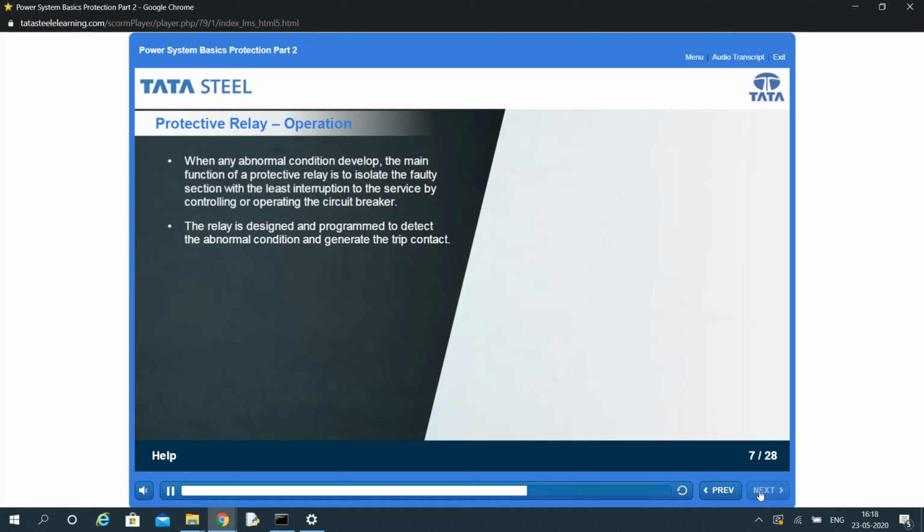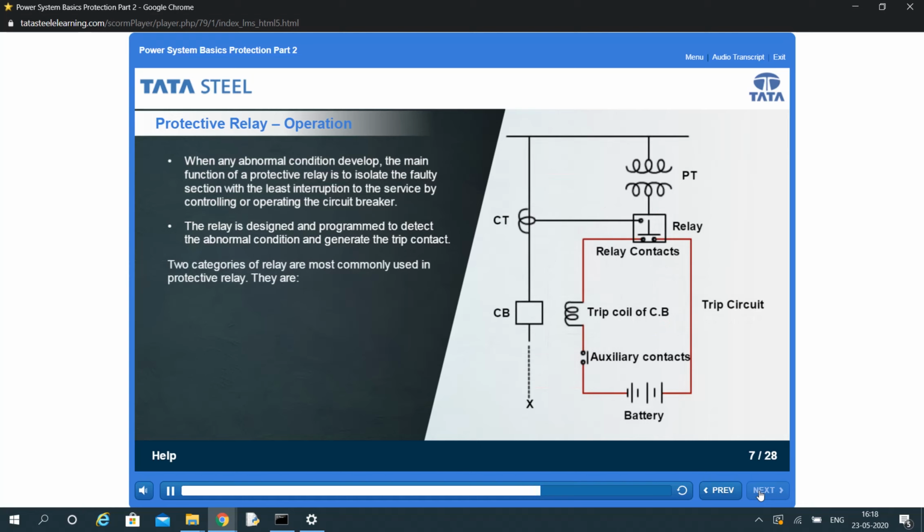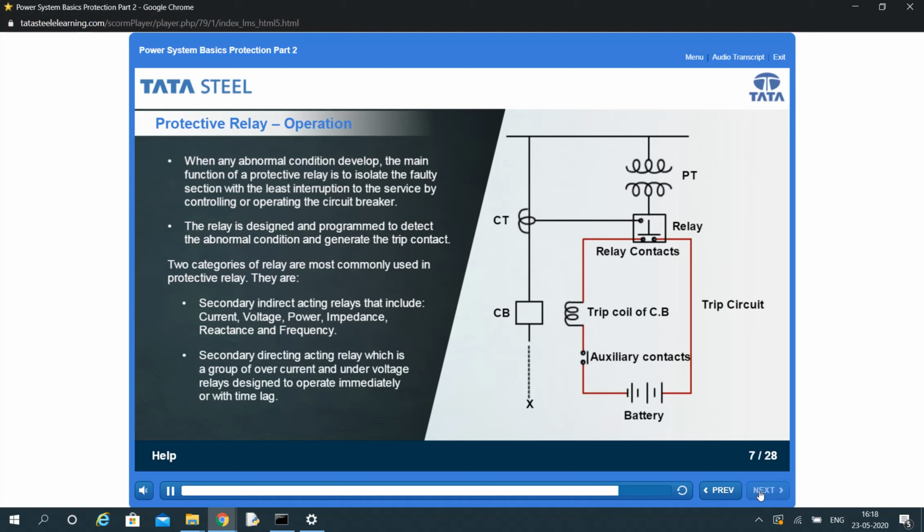Two categories of relay are most commonly used in protective relaying. They are secondary indirect acting relays, that include current, voltage, power, impedance, reactance, and frequency relays; and secondary direct acting relays, which are a group of overcurrent and under voltage relays designed to operate immediately or with time lag.